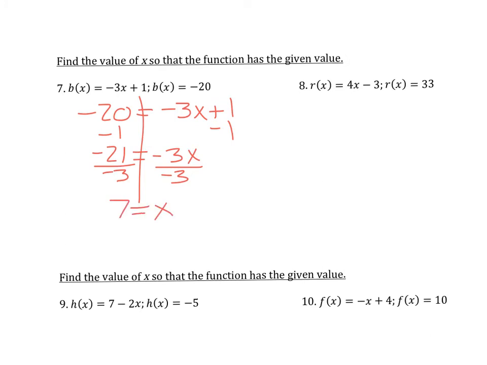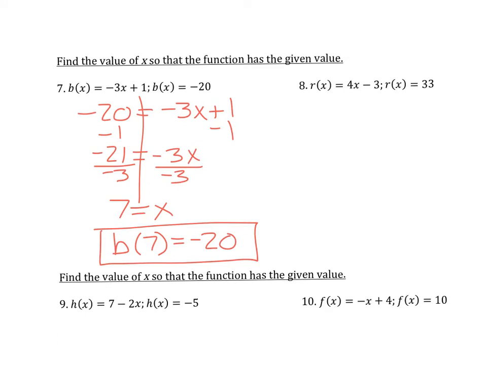So remember, I was solving for x. I was solving for the input. So this b function with the input that I just figured out was 7 should give me the original output of negative 20 that I started with. Okay, so you really have to pay attention. Did they give you the input or output? And are you solving for the input or output? So you can make sure you get it in your function notation correctly.